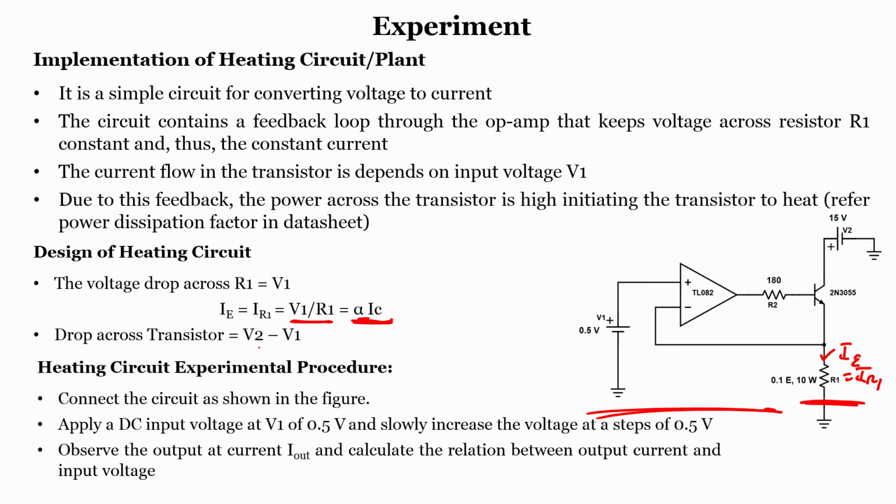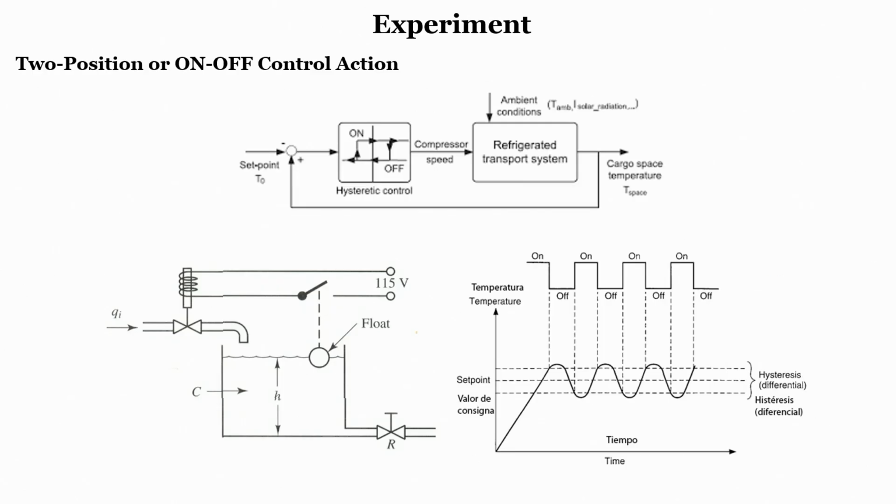Now, the drop across the transistor is nothing but V2 minus V1. So, that will be the drop across the transistor. For the heating circuit, the experimental procedure is: connect the circuit as shown in the figure, and apply a DC input voltage V1, starting at 0.5 volts, and slowly increase the voltage in steps of 0.5 volts. For that, we observe the output current I out and calculate the relation between output current and input voltage. That is the procedure for the experimental part.